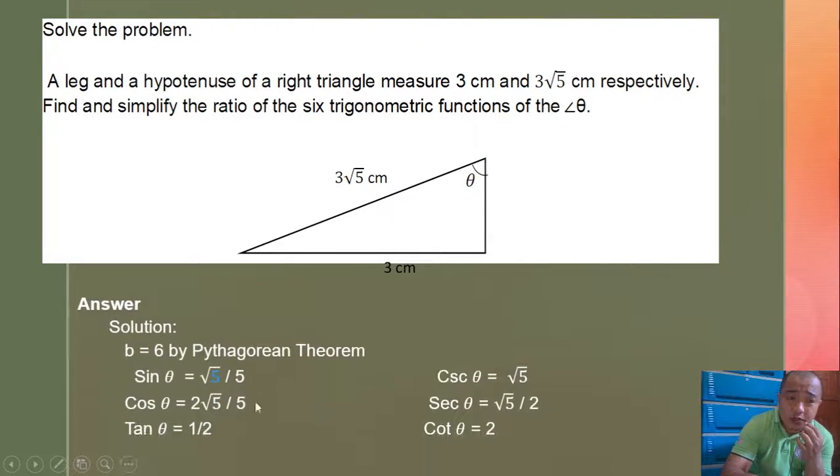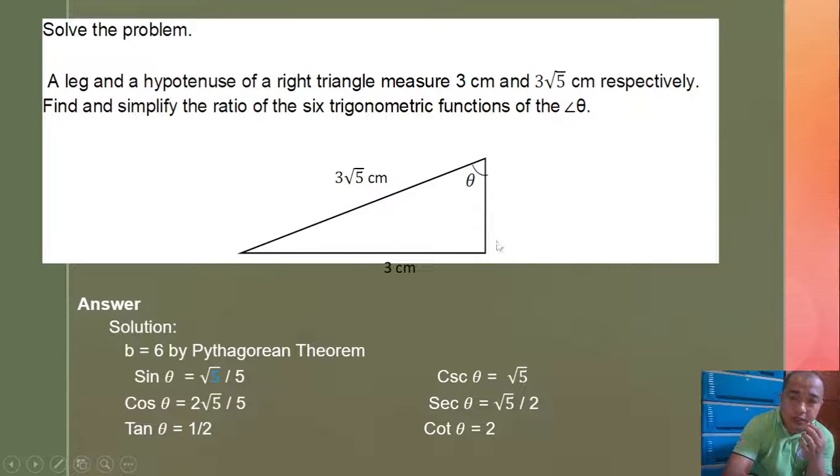So using the Pythagorean theorem, okay, square mo yan. 3 squared, 9. Square root 5 squared is 5. So 9 times 5, 45, minus 3 squared. 45 minus 9 is 36. Square root of 36 is 6. So therefore, the adjacent side is 6.